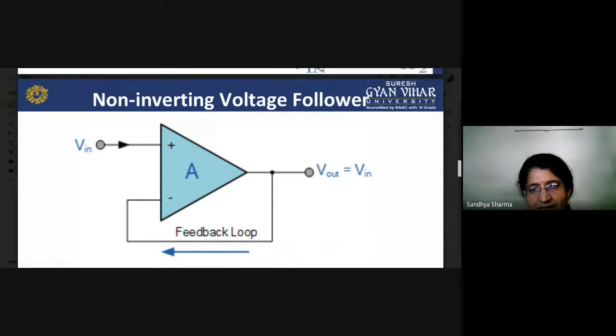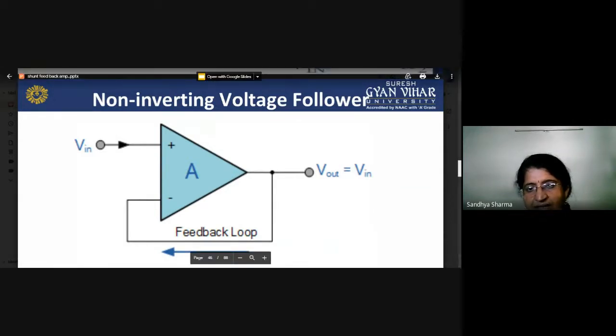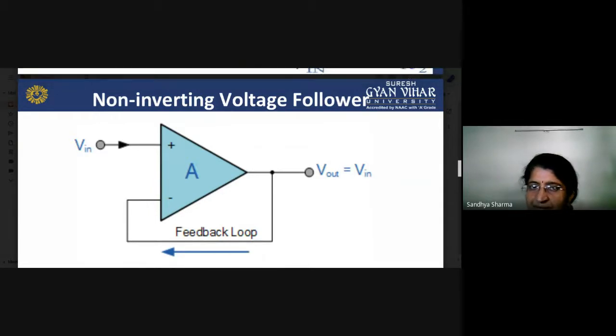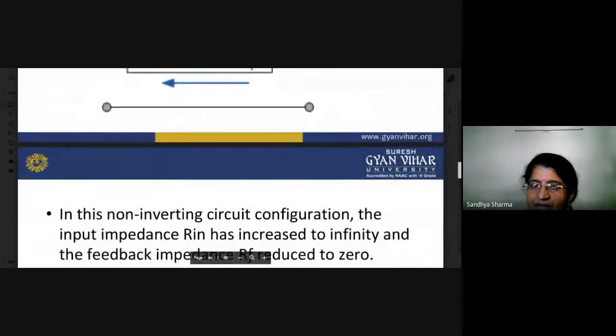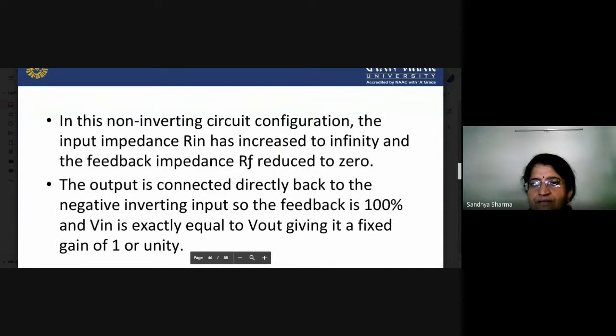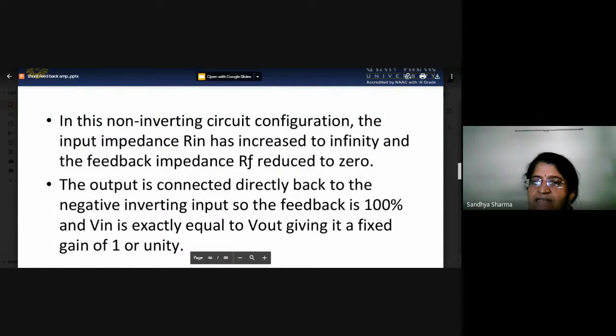Just see here. This is the short circuit. This is the closed-loop feedback path. What conditions do you have to apply? There are two conditions. You have to reduce the impedance RF to 0 and the input impedance RIN has to increase to infinity. If we are talking about ideal parameters, the actual input impedance of an operational amplifier is about 2 megaohm, but in the ideal condition we assume it as infinite. So RF is reduced to 0.